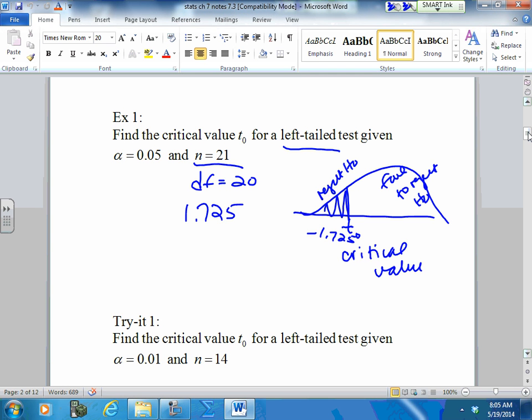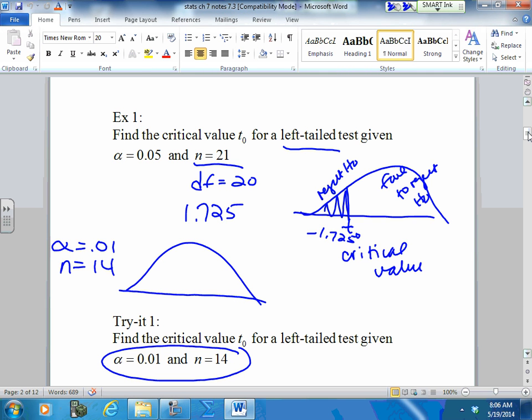Follow across the top. Take a one tail, find your 0.05, find your degrees of freedom. Before, we found your level of confidence on the tippy top. Now you're in the second or third row. Can everybody do that? Okay. Find me a critical value for a left tail test with a level of significance of 0.01 and n of 14. Find me a cutoff for that.